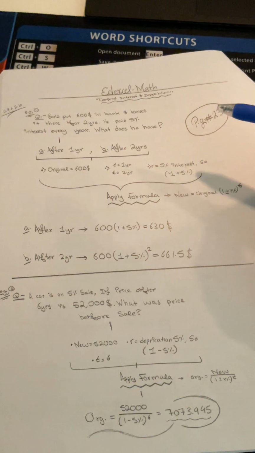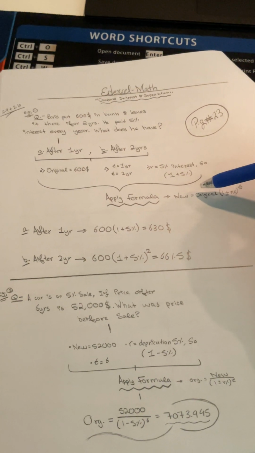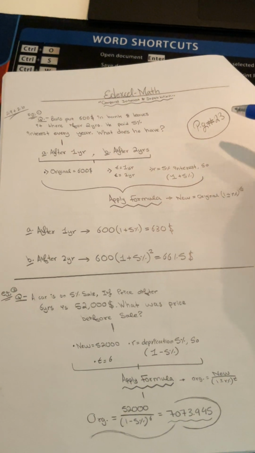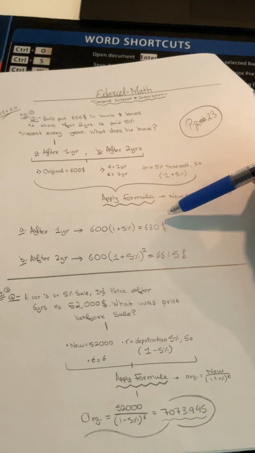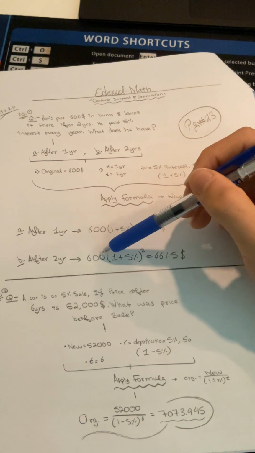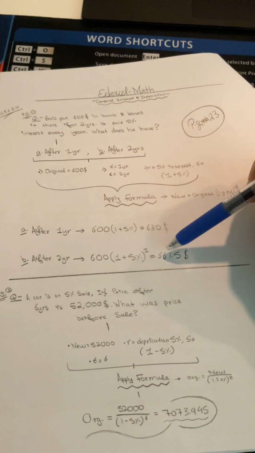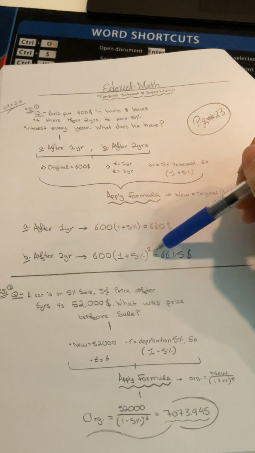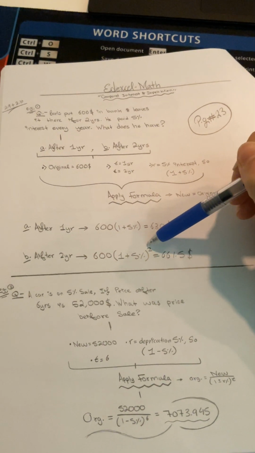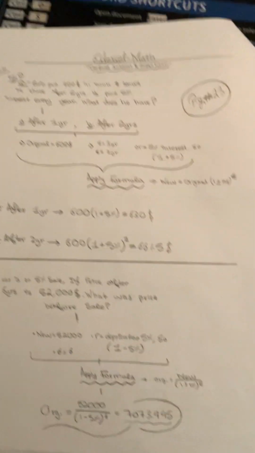Let's apply the formula to find the new price. New is equal to original times 1 plus or minus the percentage rate to the power of t. After 1 year, 600 times 1 plus 5% is 630. After 2 years, 600 times 1 plus 5% to the power of 2 is equal to 661.5. So as you can see, what do we use the t for? For the number of times of repetition, okay?